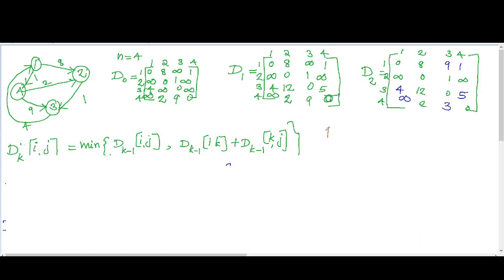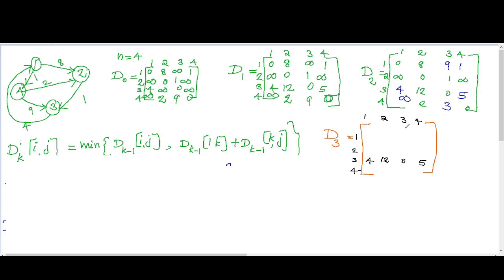Now we can calculate our next matrix D3 here. So in this matrix, we have to fix the third row and third column. So what is the third row here and third column here? So 4, 12, 0, 5. That is the third row.